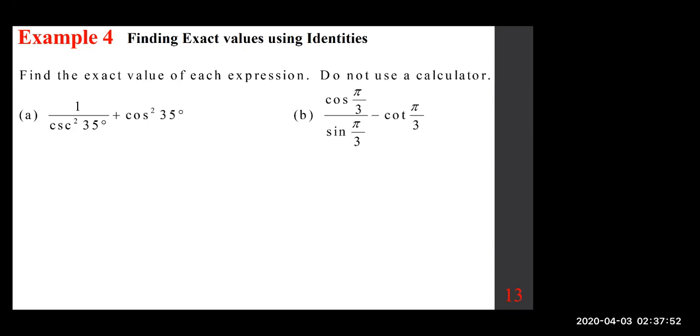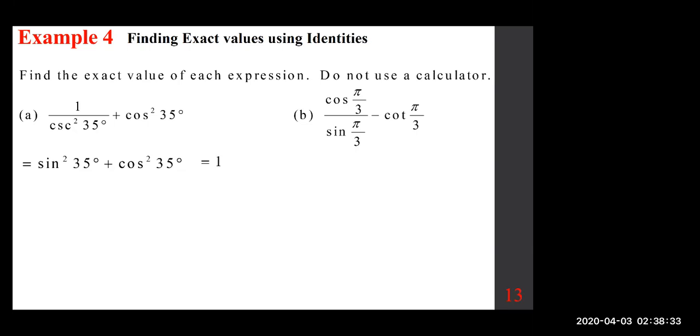1 over cosecant squared. See, I'm not even mentioning 35 degrees. That's not important to me. So 1 over cosecant squared, we can replace it with? Sine squared. And sine squared plus cosine squared equals? 1. And you're done. I hope you see how easily we can handle this. Okay. That sounds good? Everybody?